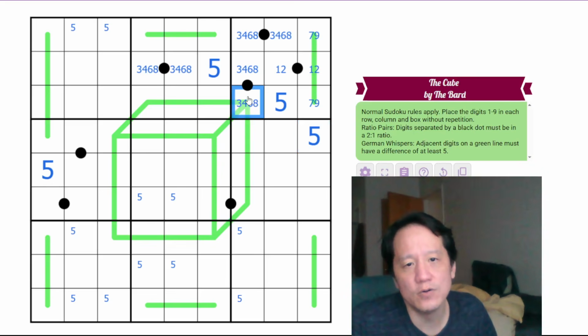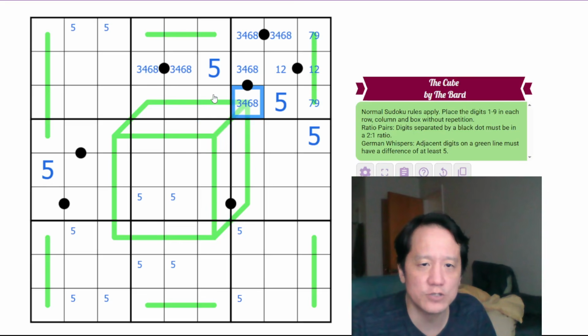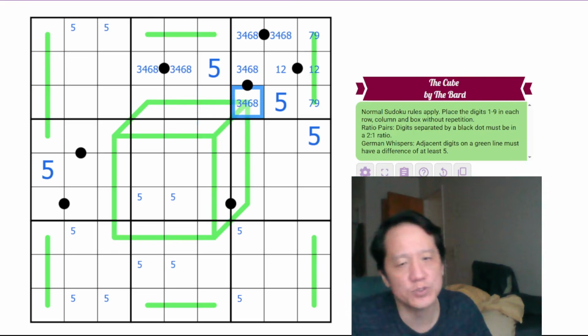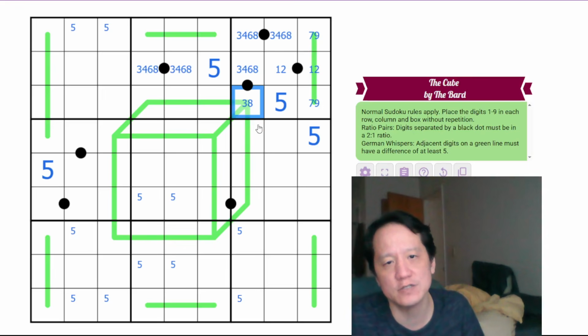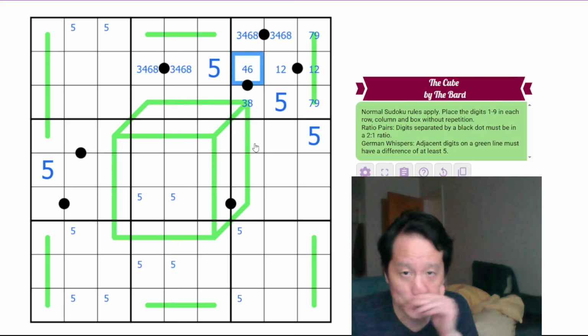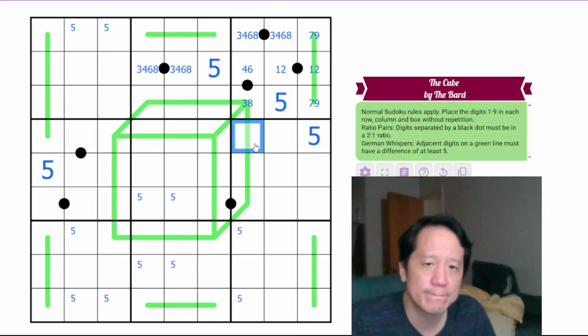4, though, well, this digit has to be 5 or more away from 2 other unique digits. So this can never be 4 or 6. So this is 3 or 8, which would force this to be 4 or 6 here. What else do we have?